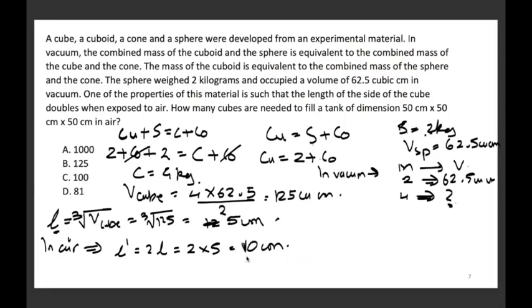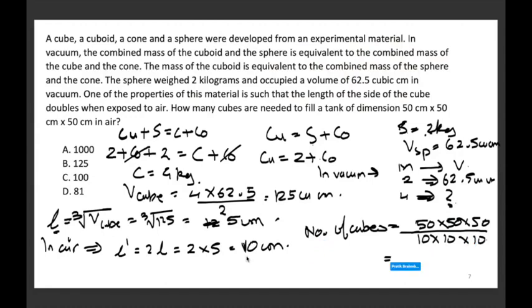We also know the tank dimension. So the number of cubes that can be accommodated in the tank will be volume of tank, 50 by 50 by 50, upon volume of cube, which is 10 by 10 by 10. Length is 10 centimeters in air, that's why, which comes to 125 cubes. The answer is option B, 125. Any questions? Okay, we'll move to the next one here.